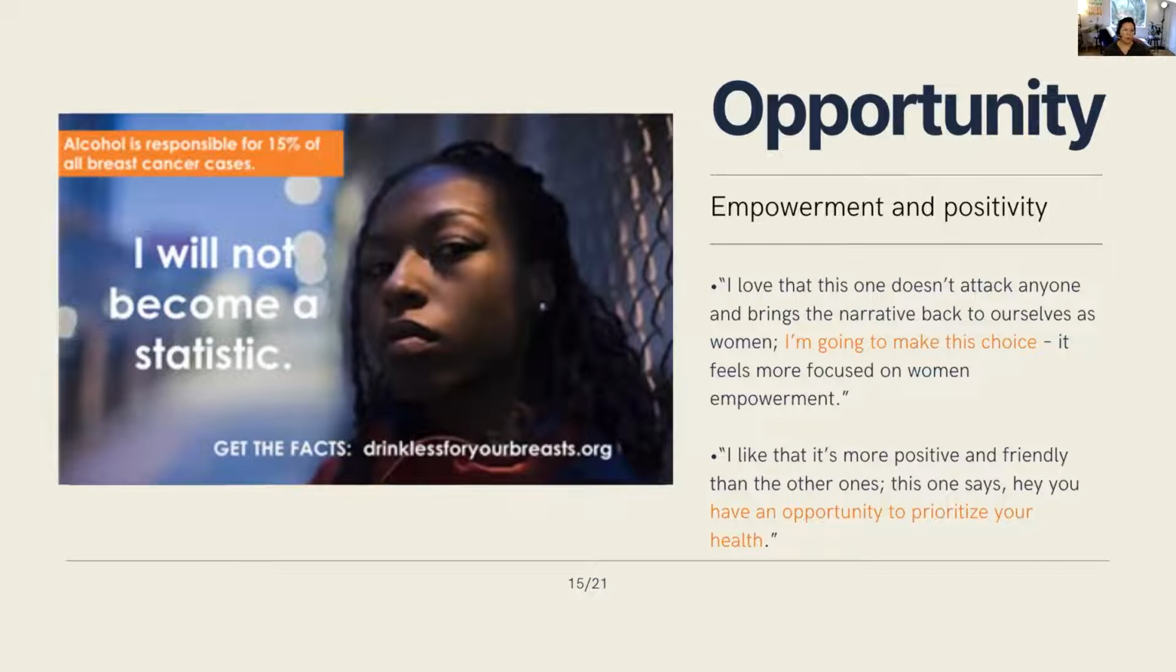For example, for this post, one young woman said, "I love that this one doesn't attack anyone and brings the narrative back to ourselves as women. I'm going to make this choice." They didn't want posts or messaging that blamed the alcohol industry or advertising. They wanted the story to be about themselves and their own decisions and ability to make informed decisions. So that really played into our approach to the tone and feel of the messages we were putting out there.